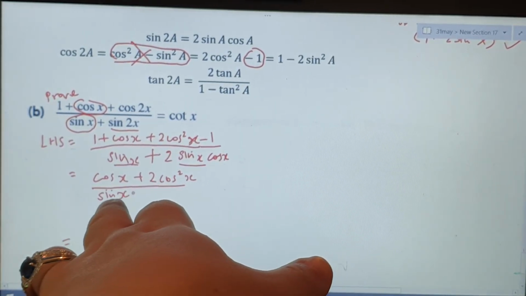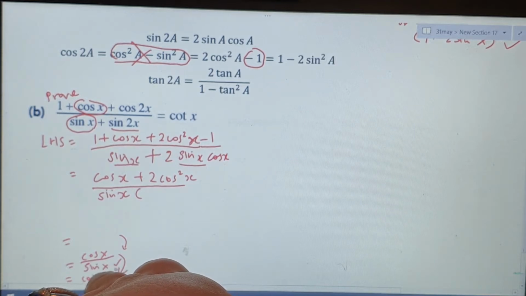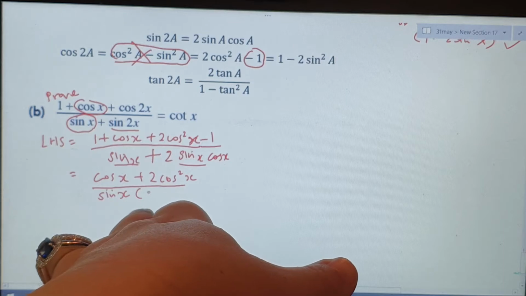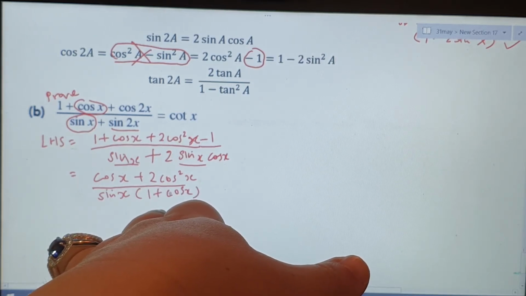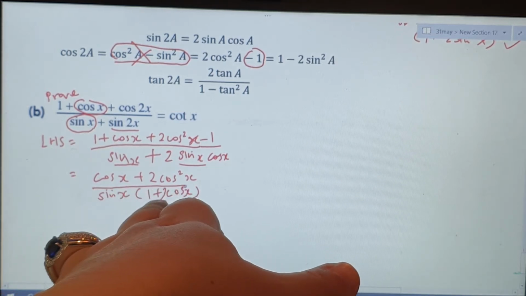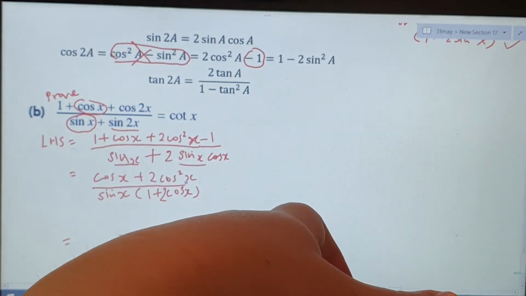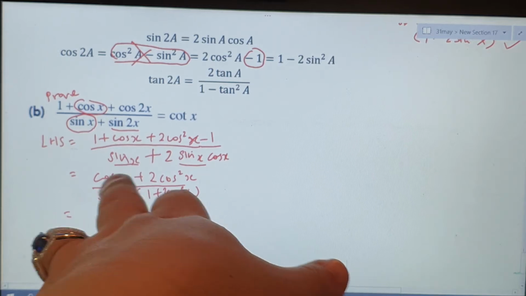But okay, you see in the denominator I got sine x here, I got sine x here. I take out sine x, because ultimately I want sine x at the denominator. So I don't mind taking out the sine x as the common factor. Okay, see carefully. This times this is this. This times this is this. So perfectly okay.